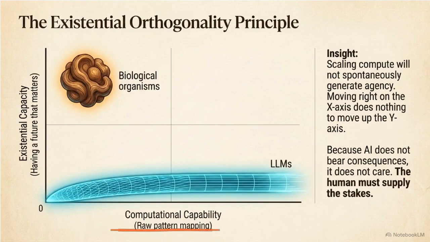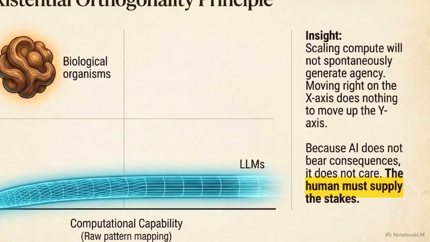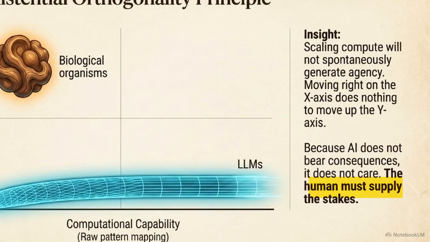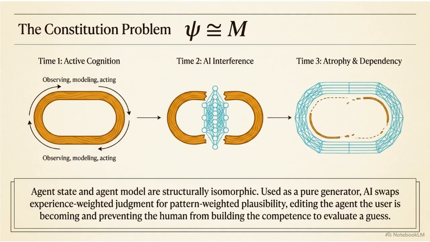As you scale an AI's computational capability along the horizontal axis, the line remains completely flat vertically. Throwing more computing power at a machine does absolutely nothing to increase its ability to care about real-world stakes. When we ignore that limit, we run straight into what this timeline calls the constitution problem.